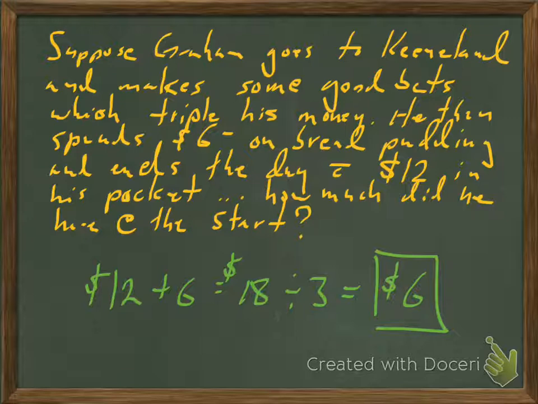Graham goes to the track with $6 in his pocket. He makes some good bets. He triples his money. That gives him $18. He sees the bread pudding. He spends $6 on that. He ends up with $12, which matches what he ended up with in his pocket. So does it check? Yes.